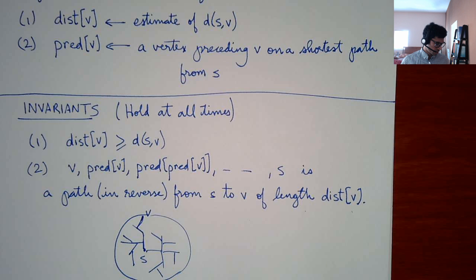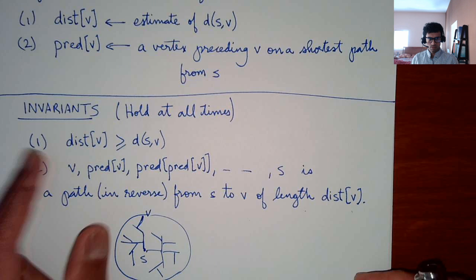Any questions about that? Yeah, go ahead. For part 1 of that invariant, when dist v is equal to the true distance of v, is that effectively when you've found the shortest path? Exactly. So what you want to argue is that when you terminate, condition 1 should actually be an equality. That's what the proof is going to do.